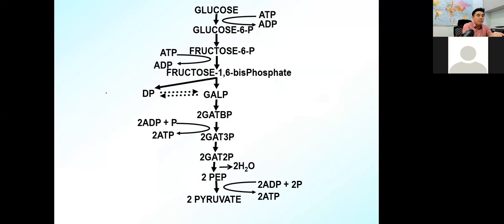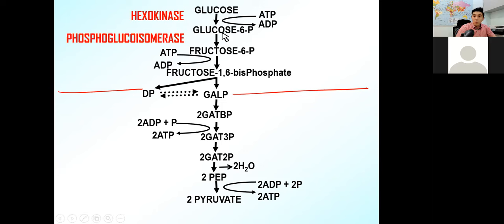Now, I would always recommend that you all study half-half. Get to know the half and then the other half. So here we have hexokinase. Phosphoglucoisomerase because it changes to isomer. Then phosphofructokinase. Here is aldolase.